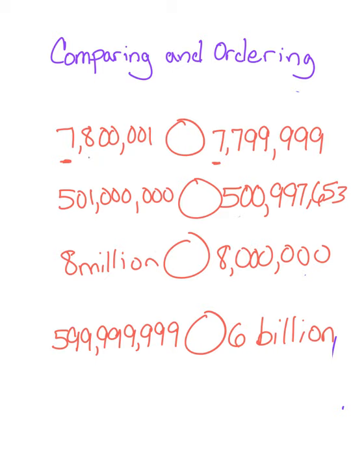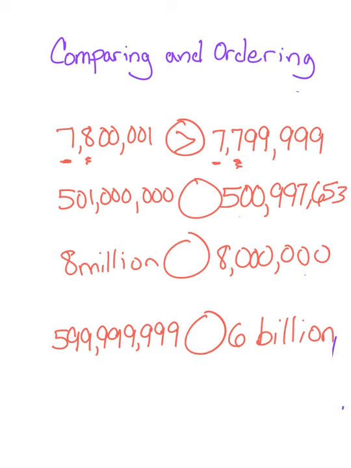Here we have 800,000. Here we have 700,000. Well, I know 8 is larger than 7. I do not need to go any farther. I'm going to put my sign this way. Okay, and I would read this as 7,800,001 is greater than 7,799,999.